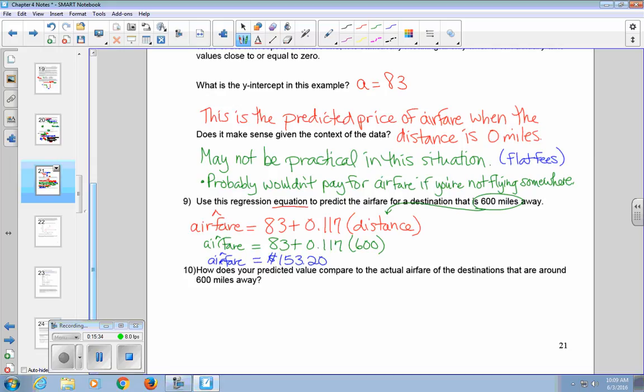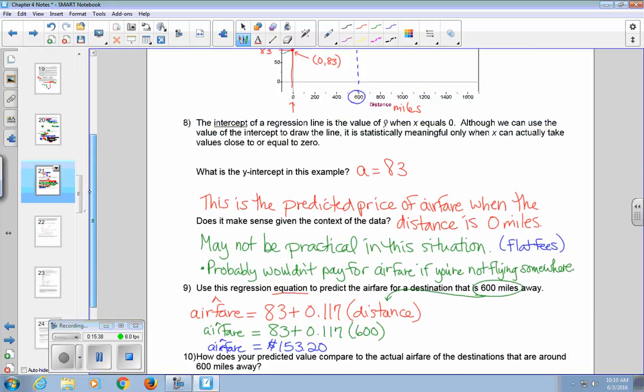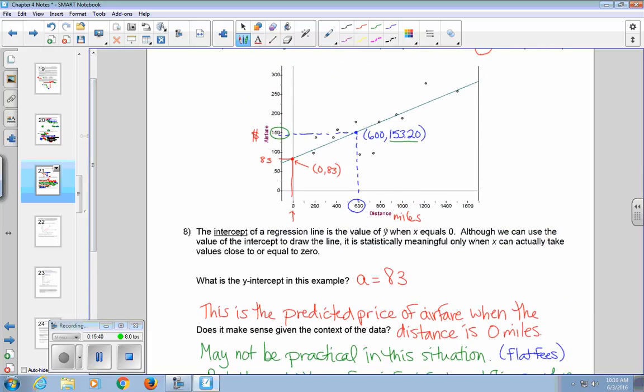All right, so our last question here on this page, how does your predicted value compare to the actual airfare of the destinations that are around 600 miles away? Let's go back up to our scatter plot and see. And remember that this here was our prediction. This was a y hat value for a distance of 600 miles.